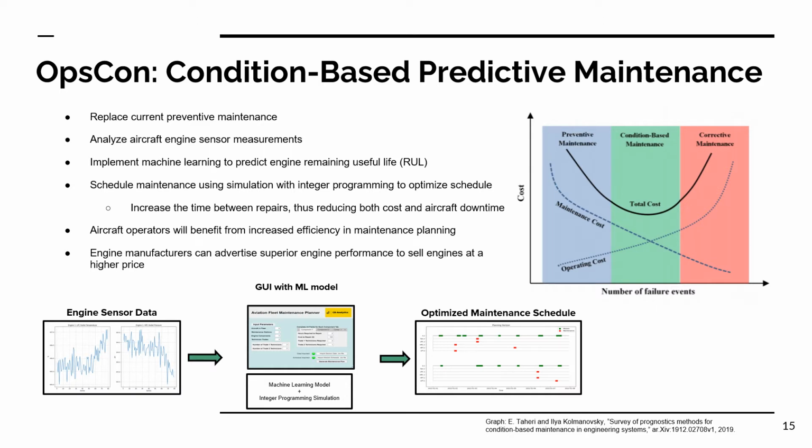We will analyze aircraft engine sensor measurements and implement machine learning to predict engine remaining useful life. We will then schedule maintenance using simulation with integer programming to optimize the schedule. Aircraft operations will benefit from increased efficiency in maintenance planning, and engine manufacturers can advertise superior engine performance to sell engines at a higher price.